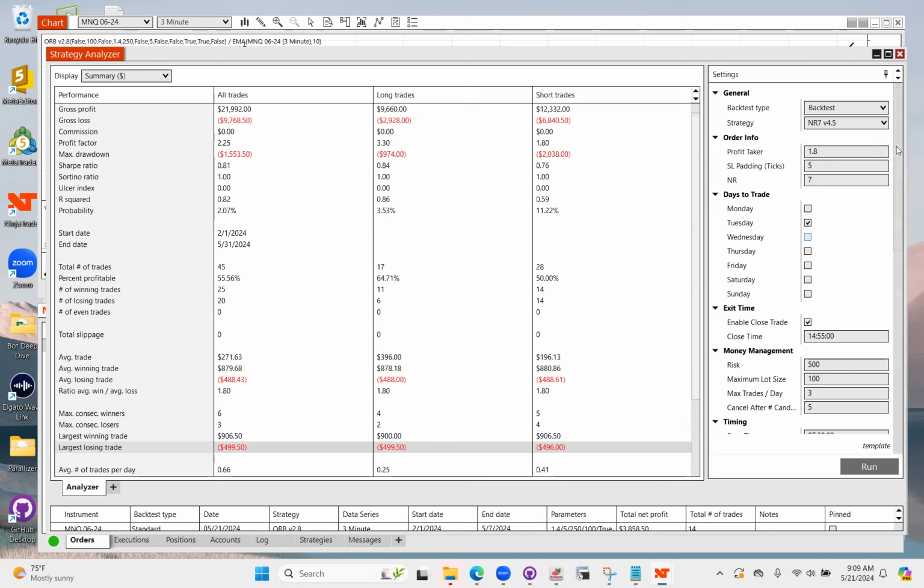So the first thing you'll notice when you launch the NR7 in the strategy analyzer is that there are a couple of new things that you may not have seen before. One is the narrow range 7. The narrow range refers to a specific candle. The range refers to the high and the low. So let's say in this example, the high and the low represent $4, okay? The 7 represents a look back period.